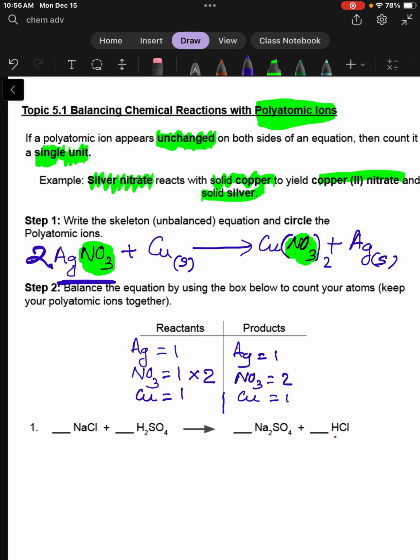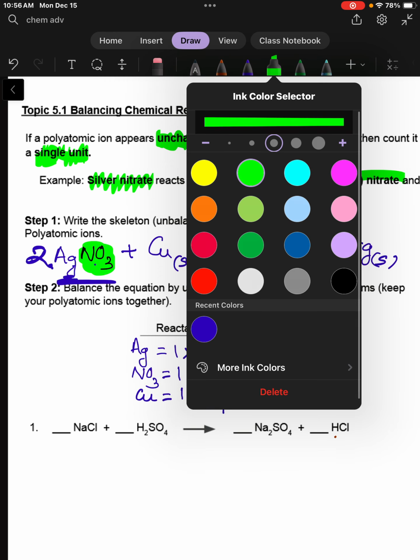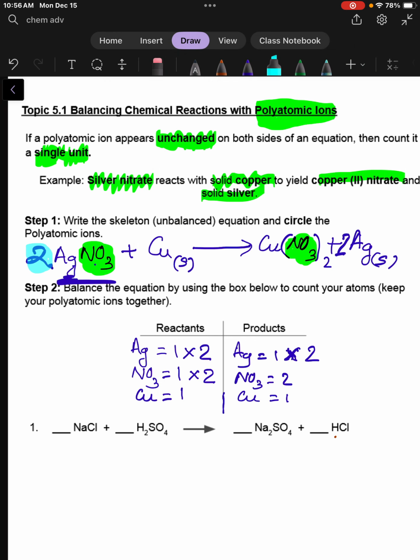Okay, that balanced nitrate. But what happens since Ag is connected to silver nitrate, Ag automatically changed into 2 on the left hand side. So you have to multiply the silver on the right hand side with the 2. So we are going to multiply here with the 2. So we added a 2 here, 2 here. It balanced all the atoms right now. That is balanced. Okay, let's try another example.